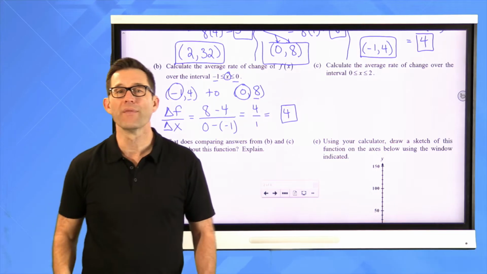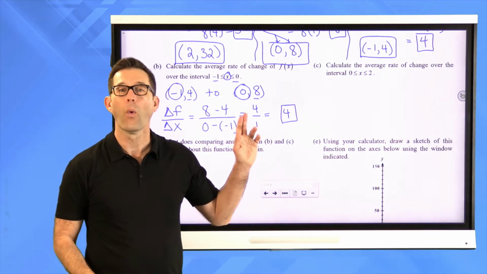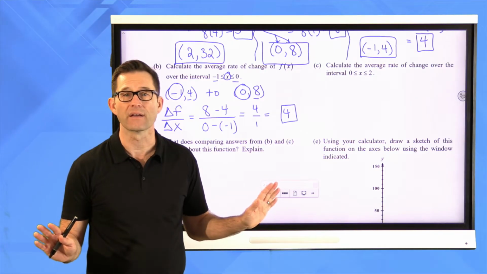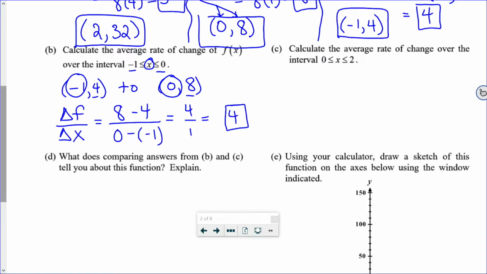Now, never forget what that really means. That means that as x increases by 1 unit here, y has increased by 4 units. That's all it's saying. Now, part C, calculate the average rate of change over the interval 0 to 2.